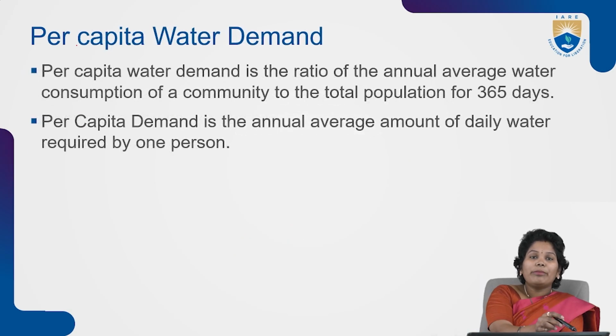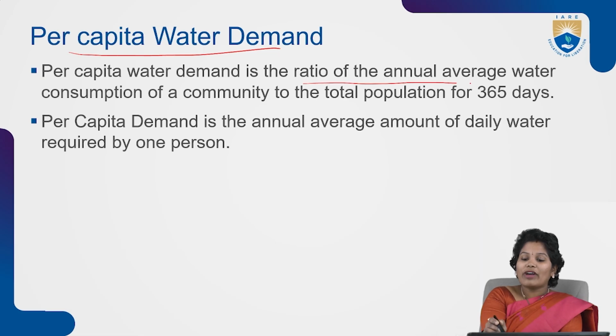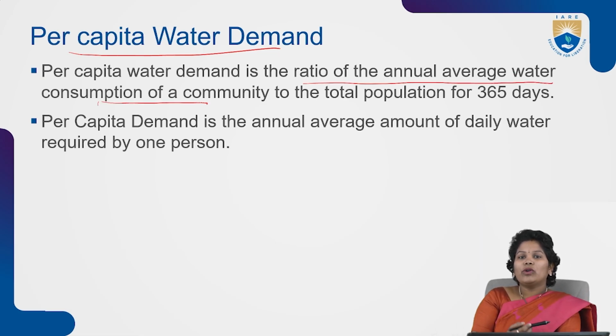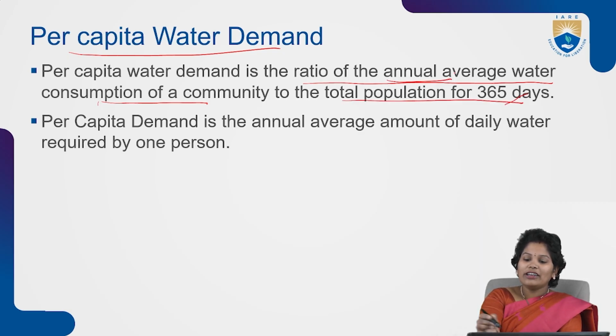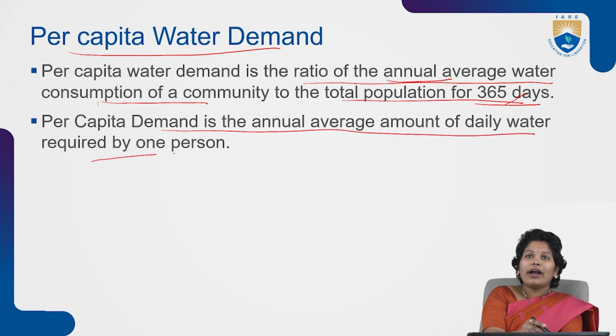So the per capita water demand is the ratio of the annual average water consumption of the community to the total population for 365 days. Averaging over 365 days gives how much water is consumed per day. Per capita demand is the annual average amount of daily water required by one person.